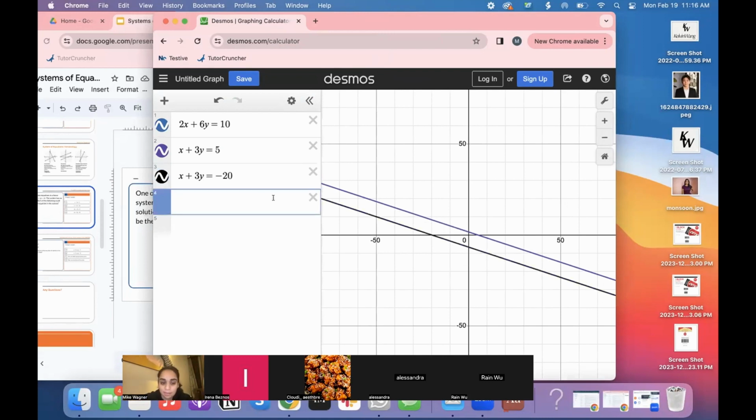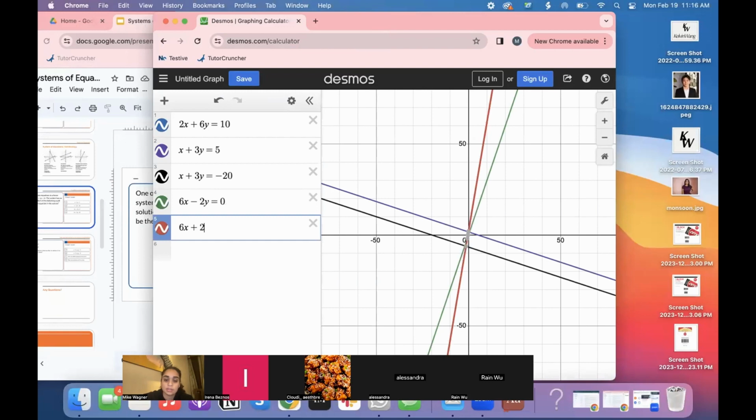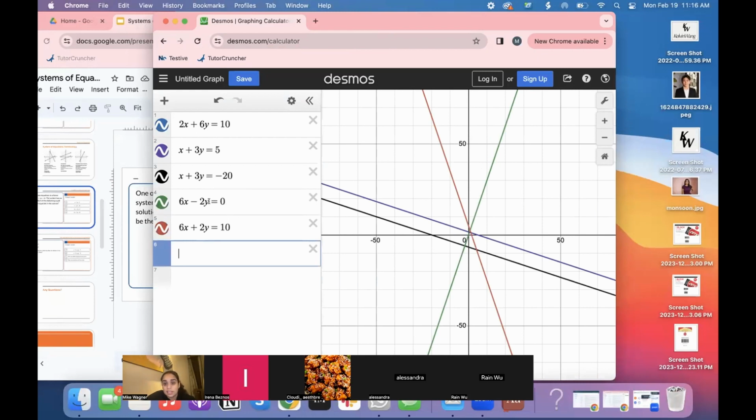Since we're graphing and we have a little bit of extra time, we can check C and D. This is 6x minus 2y equals 0. And for D, it's 6x plus 2y equals 10. Okay, so answer choice C intersects this first line here. And you can see the colors, you can see which one we're looking at. And then answer choice D, which is in red, also intersects the line at one point. So the only answer choice is B, and it's so much faster to graph on Desmos instead of sitting there and converting them all to y equals mx plus b.